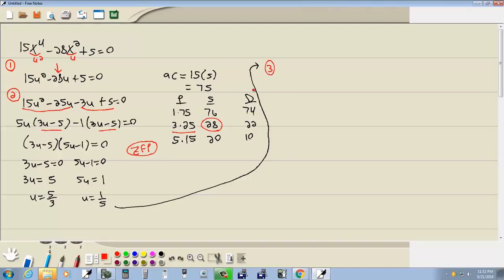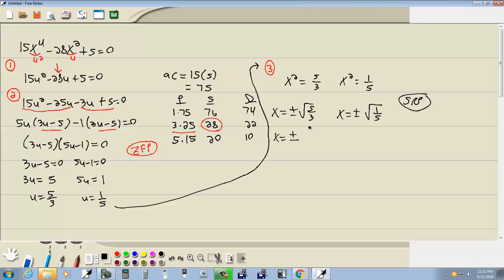Step 3. Plug u equals blank back in and solve for x. In this case, u is equal to x squared. It's whatever you specify u is right here. So we're going to plug x squared in for the u. So I got x squared is equal to 5/3, and x squared is equal to 1/5. Now square root property. Square root property says if you got something squared equal to something else, you drop your squared and you put a plus or minus square root around the other side.